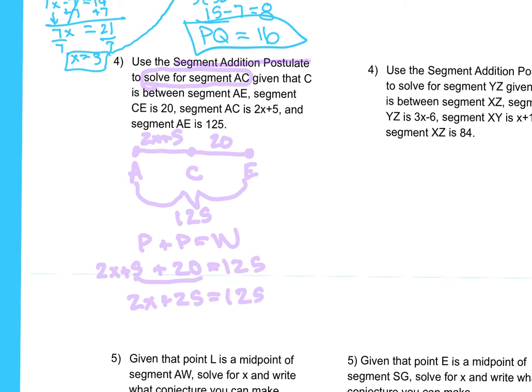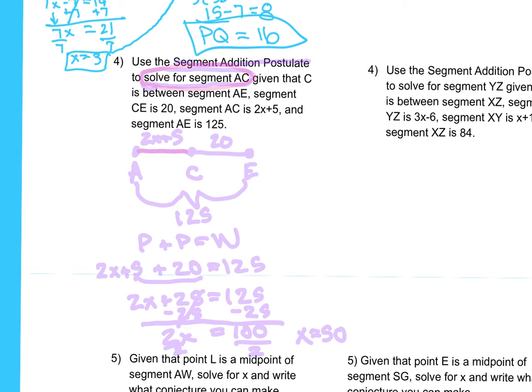And then we combine to the other side, so we're going to do the inverse. We're going to subtract 25. We bring down what's left, and 125 divided by minus 25 is 100. And lastly, we're going to divide by 2, which gives us x equals 50. Okay, we got x, but now we need to find segment AC. That's what they told us to do.